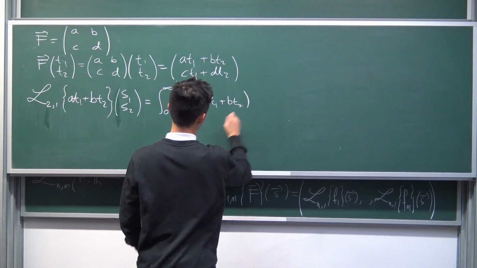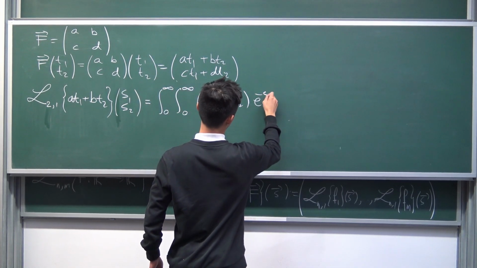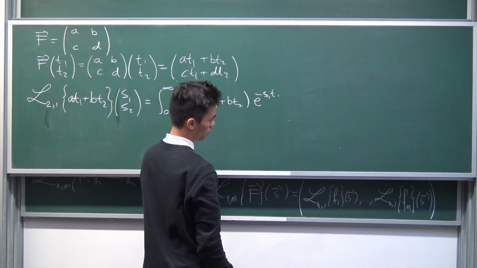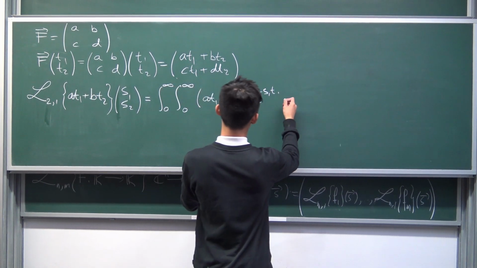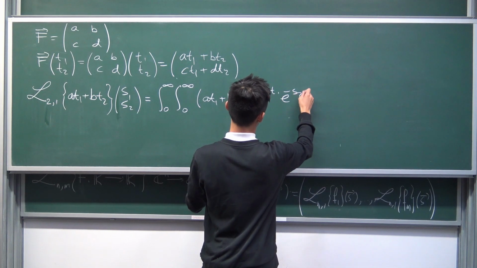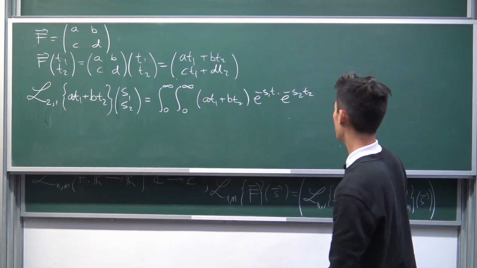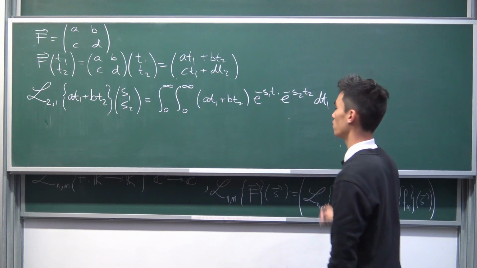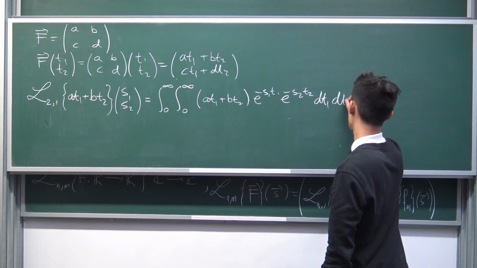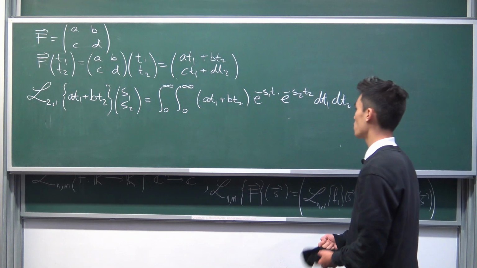And then we multiply this by e to the minus s1 t1. And then we also have s2 t2, so let's put it over here, like so. Okay, and then we integrate with respect to dt1 and then dt2, or any order we really want. It doesn't quite matter. Okay, so what can we do from here?